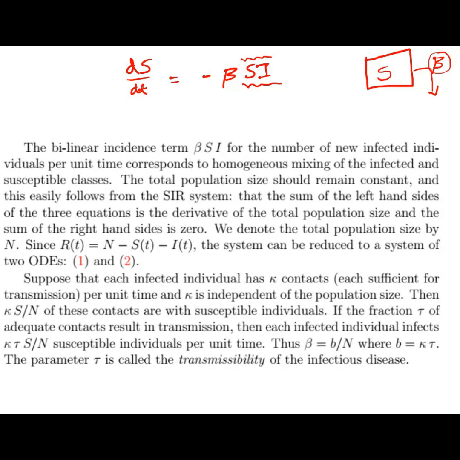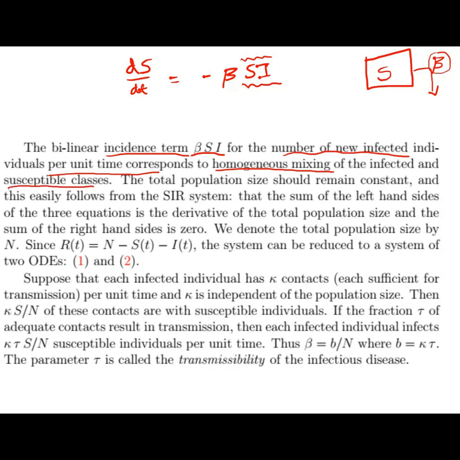So SI is the interaction of the susceptible and the infected, and that rate is beta, and at the end of the day, beta SI is the incidence term, the number of new infected individuals per unit time. But remember, we assumed that there is homogeneous mixing of the infected and susceptible classes.